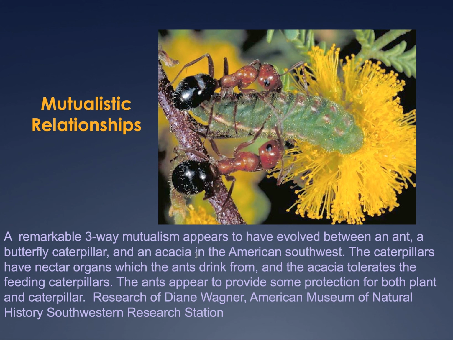Here you can see that the caterpillar feeds the ants, and the acacia plant is tolerating the feeding caterpillars. And so it's a win-win-win because, of course, the caterpillar is helping to transfer pollen from one plant to the other. So this is quite an elaborate three-way between a plant, a caterpillar, and some ants. It's all a win-win-win.